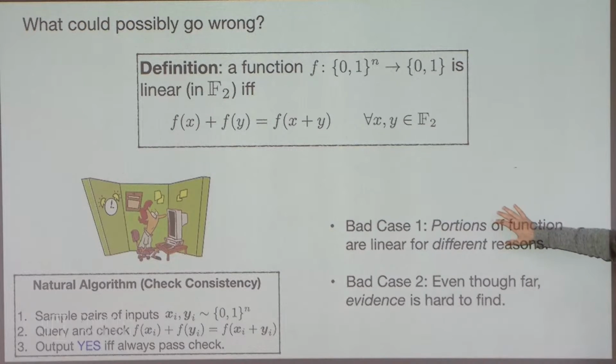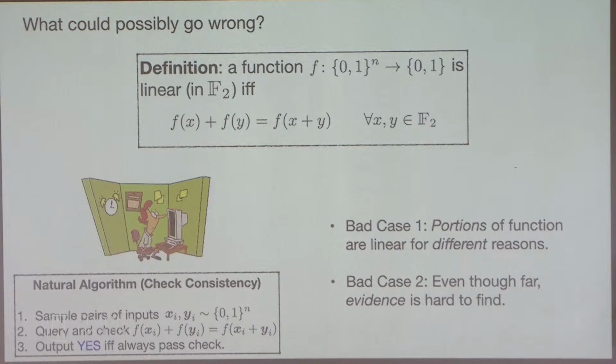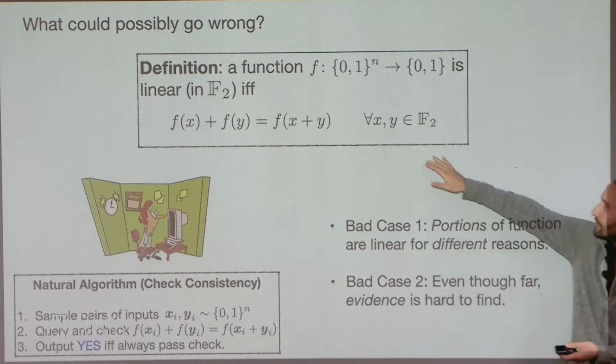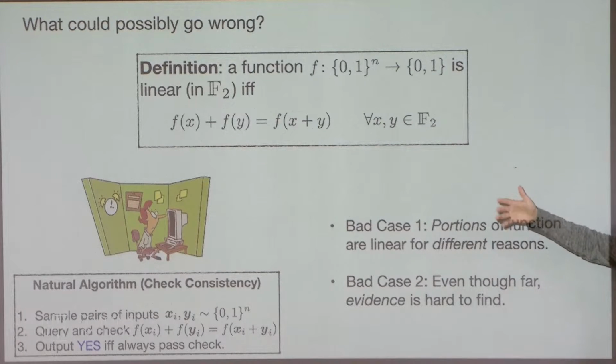So the first bad case is that you query some function that is not linear, but it's not linear because there are portions of that function that are linear for different reasons. I'll show a picture of what I mean by that. And the second bad case could have been that even though the function you're querying is far from linear, the evidence that it's nonlinear may be hard to find. Maybe there are only very few of these pairs which violate this property. Nevertheless, if you actually wanted to fix everything, you would have to make a lot of changes. And I'll give an example of that too.